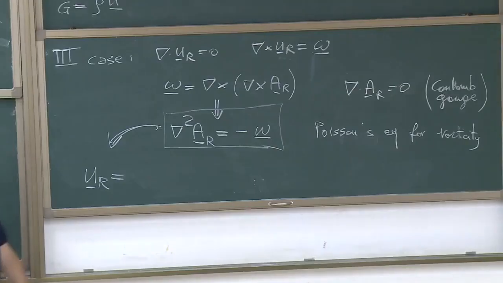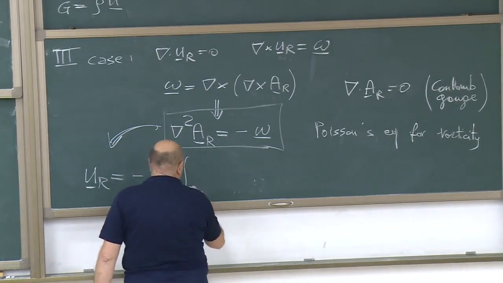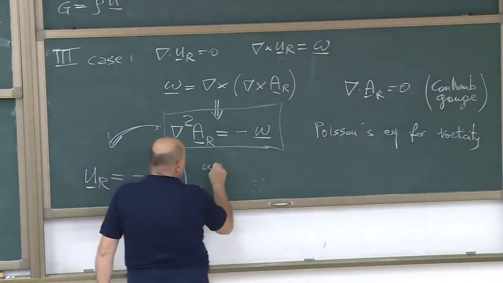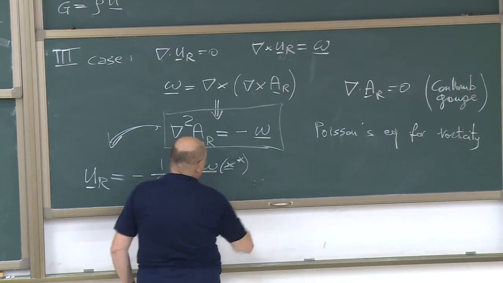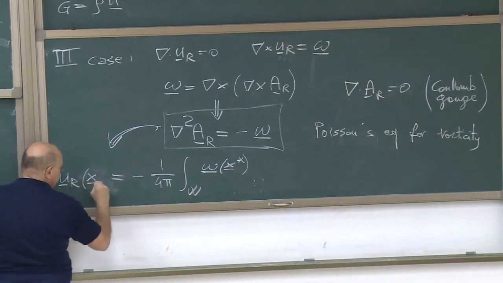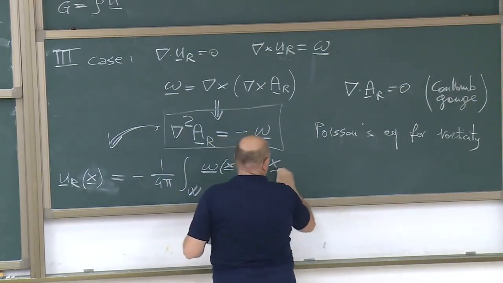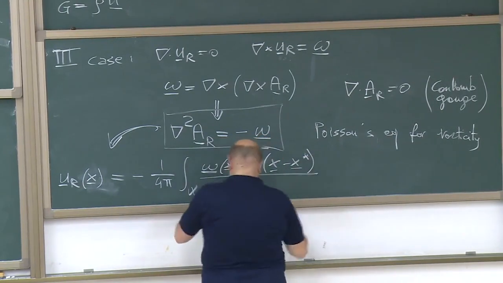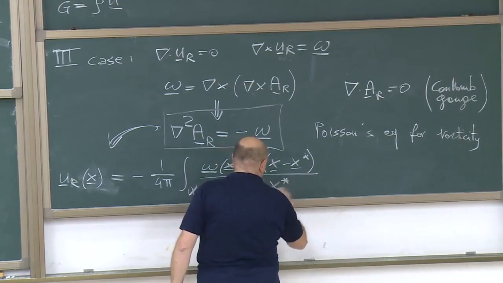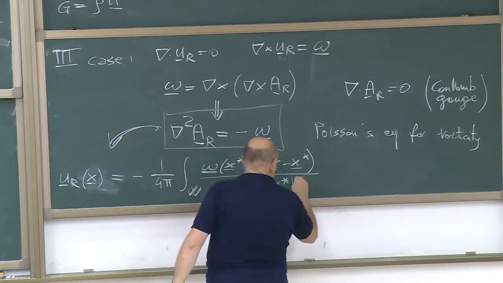And UR is a famous equation that you know very well in electrostatics. And this is the Biot-Savart equation. You have a minus 1 over 4 pi integral over, say, a volume, let me call it omega, let me call it X star for some reason. I'll come back in a minute. Here I have UR of X. And this is the situation. Wedge, X minus X star, divided by what we recognize very well as the Green function. 1 over X minus X star is the Green function.